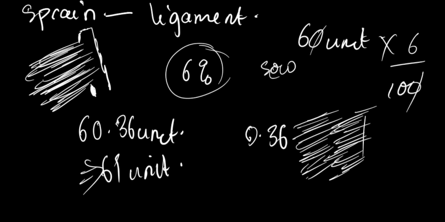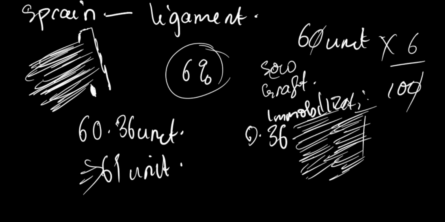Another option would be grafting. So for grafting, this would of course make use of probably a tendon from a different part of the body, and then it would graft it into the ligament that is torn. And another option would be immobilization. Now, immobilization literally means that probably the part of the body would be held together in order to prevent movement, and over time possibly the ligament could come back together and heal.